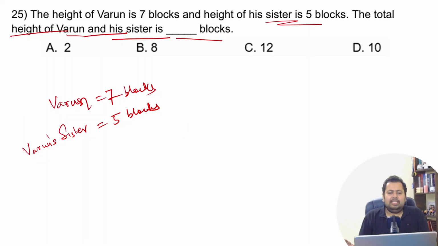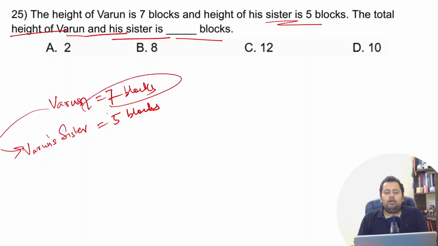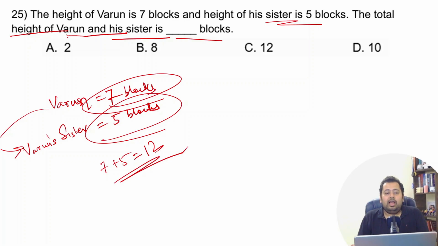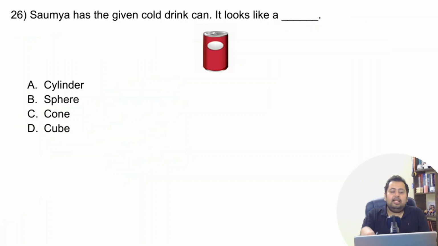Great. I hope this is again an easy one. You just need to add these two, right? So 7 blocks plus 5 blocks. If you add 7 plus 5, you get 12, right? The total height of Varun and his sister is actually 12 blocks. Option number C is the correct answer. Let's now go to question number 26.